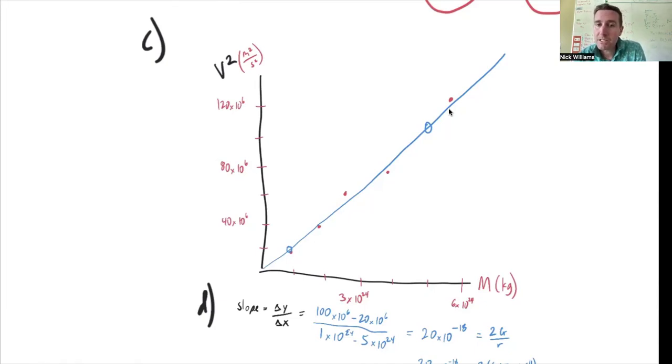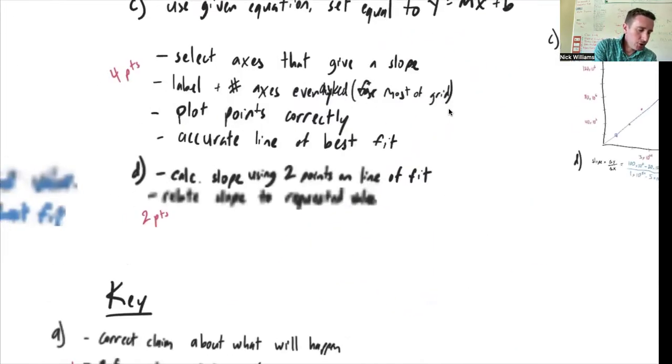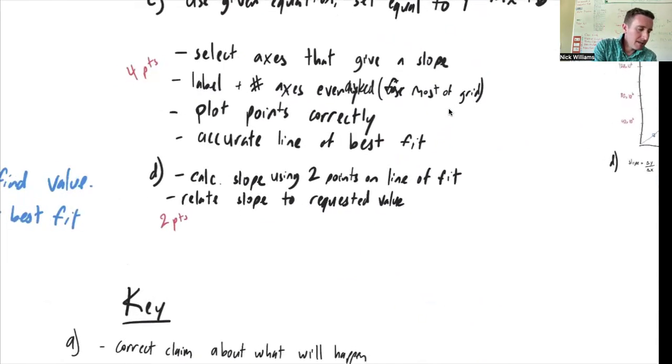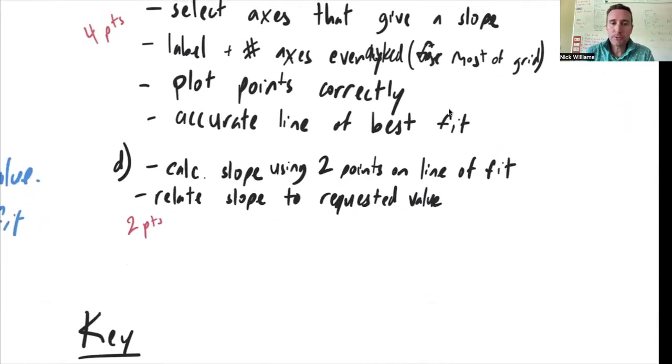My third point is for correctly plotting all my data points. So those are my red dots. And then my fourth point is for putting in a line of best fit. I put in my blue line. It's a straight line that goes through all of my points and tries to have an even number above and below them. Then part D is a 2-point question. It'll ask you to calculate the slope using 2 points on your line of best fit.